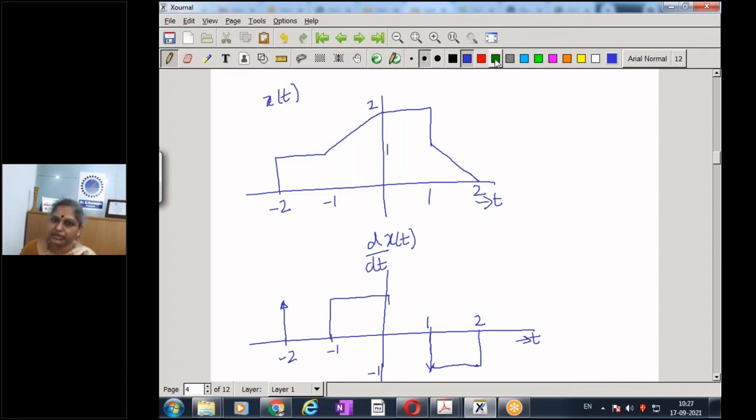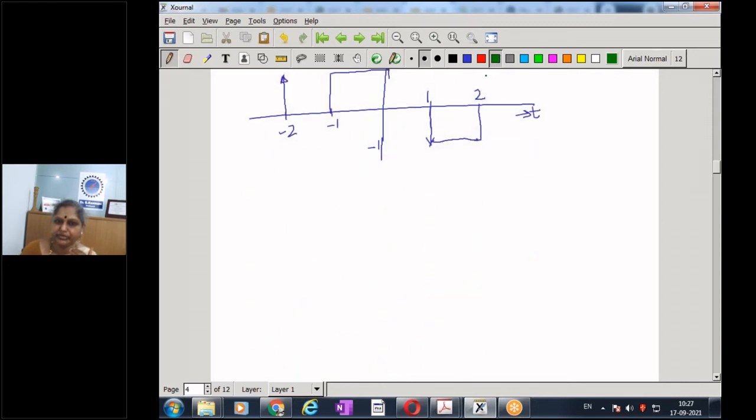Any doubt? Good. We had 2 attempts, 2 people. I don't know whether they are students or faculty, but 2 people attempted. Thank you. So let's take one more example just to make this concept of derivative clear.